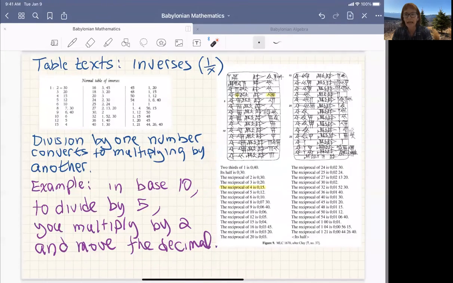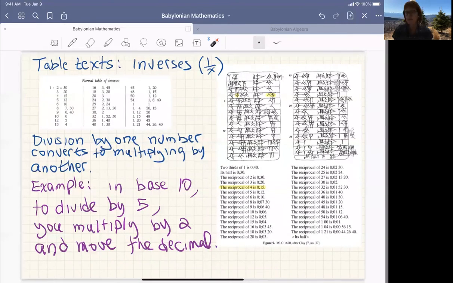So here's the idea behind the table of inverses. They did not want to perform divisions. They only wanted to perform multiplications. So they asked the following question: dividing by x corresponds to multiplying by what? So let's first look at an example in base 10, and then we'll see what that means in base 60.